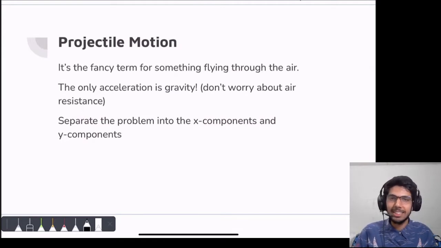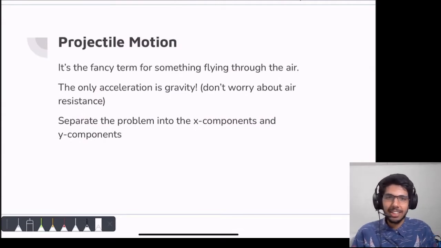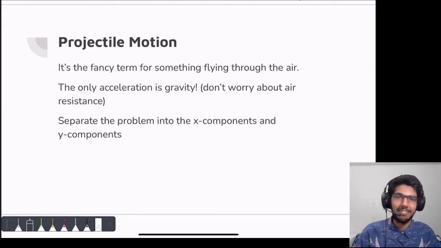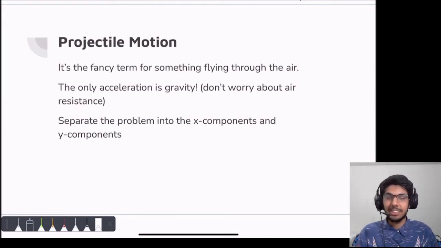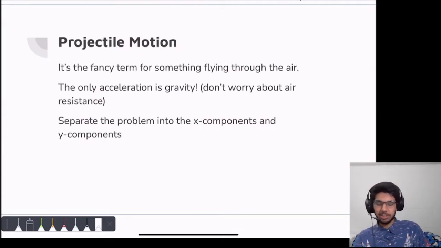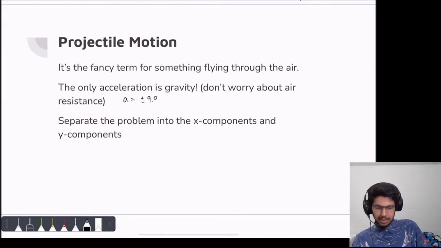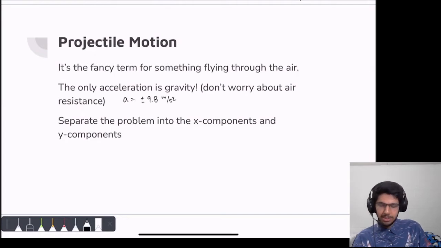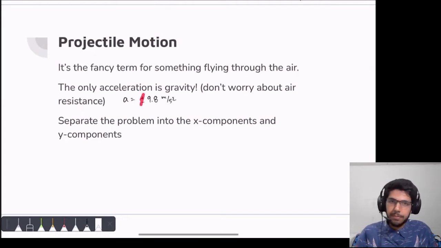Now, an important thing to notice is that if it's flying through the air, the only acceleration the object is experiencing is the acceleration due to gravity, right? Because we've established that gravity is almost always there. We will be dealing with instances where gravity is not a force, but in almost all cases, the gravitational force is there. So remember, a equals plus or minus 9.8 meters per second squared. And notice that I put plus or minus right here. That's because this depends on how we define the direction.